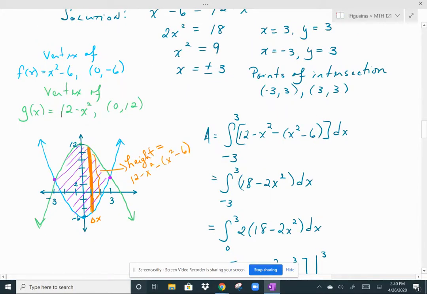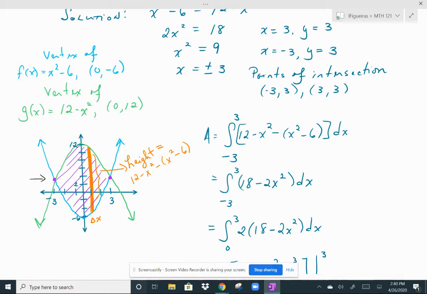So my points of intersection are here in purple. I have (-3, 3) and (3, 3) on the right. My blue parabola is x squared minus 6. So you can see the vertex here below, (0, -6). And the green parabola is 12 minus x squared, and here is its vertex, (0, 12). So the area bounded by these two parabolas looks kind of like a football. It's all this space that I shaded in purple.